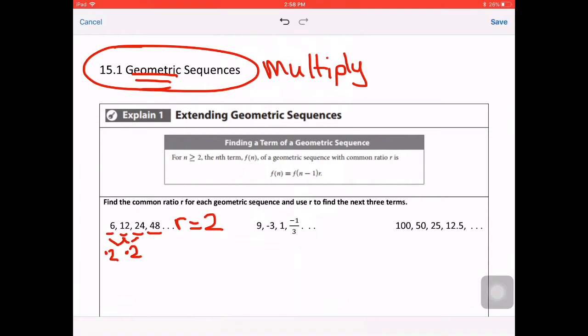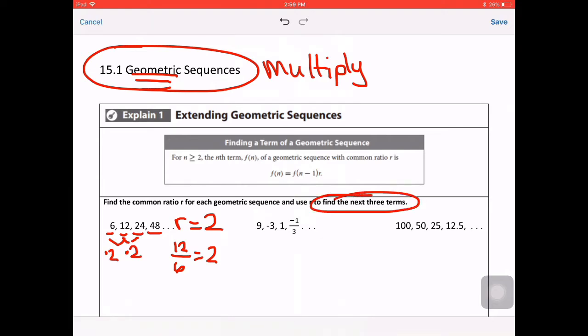If we were not able to see that the ratio was 2, because sometimes the numbers aren't that easy to see, we can follow a formula that says you take the second number in the series, 12, divided by the first number, 6. Well, 12 divided by 6 is 2. So the ratio is in fact 2.